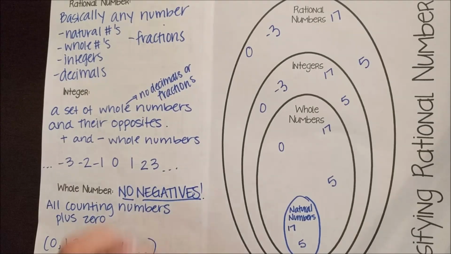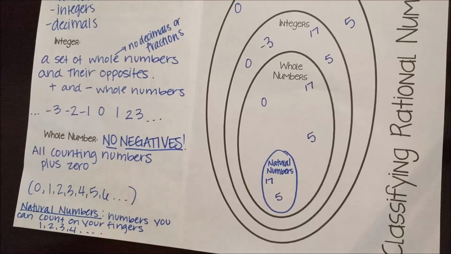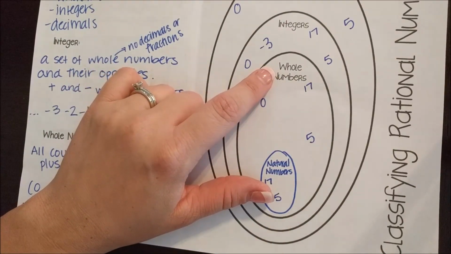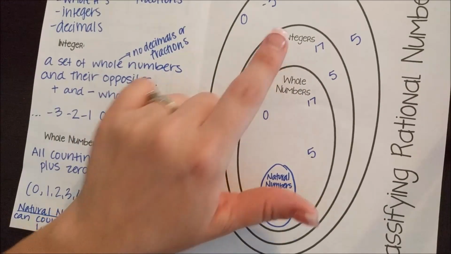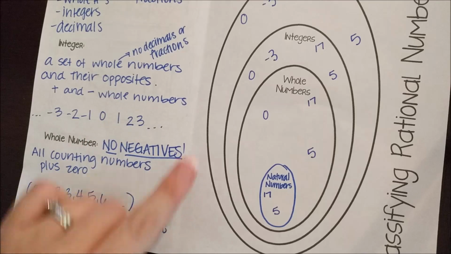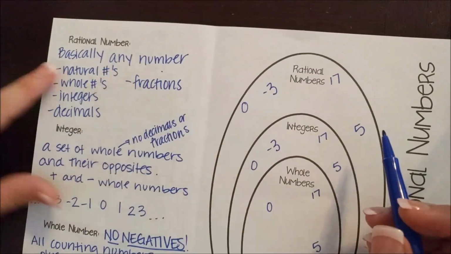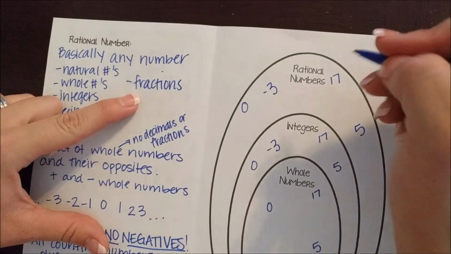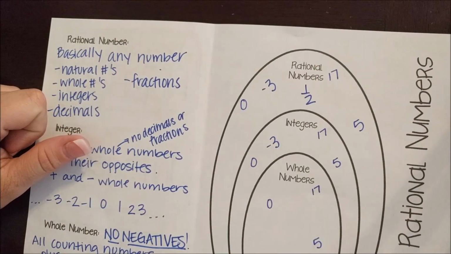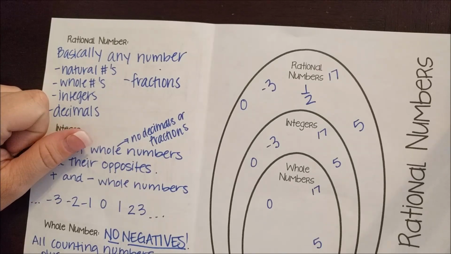All right, what about 1/2? Well, is that a natural number? Nope. It's definitely not a whole number. Okay, it's not an integer because integers are positive and negative whole numbers. And we said it's not a whole number, so that means it would be a rational number. Is it a fraction? Yep.